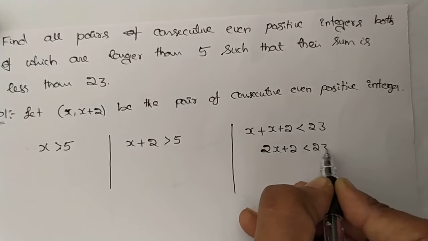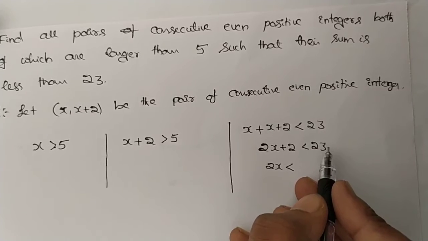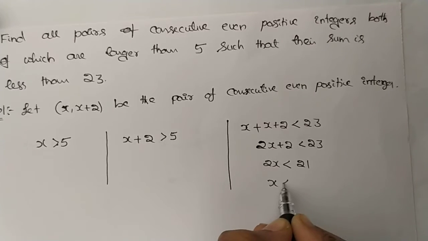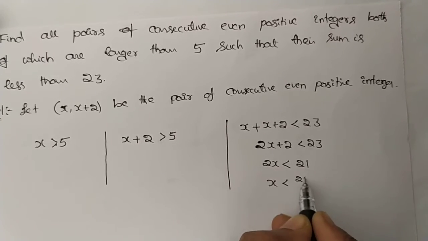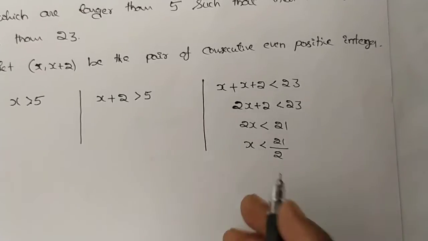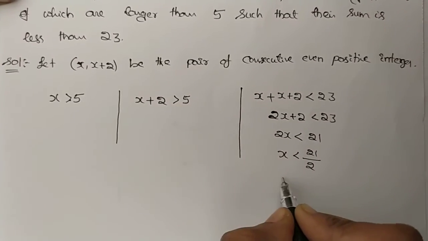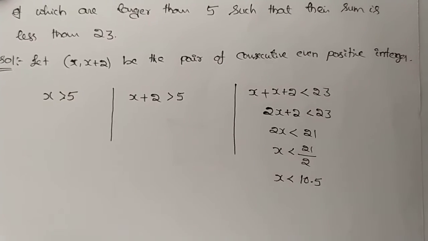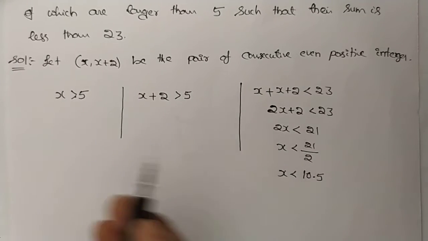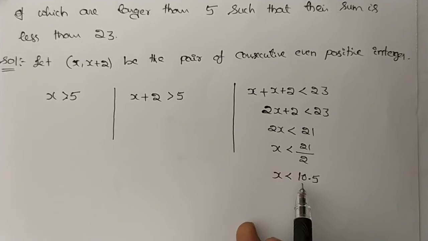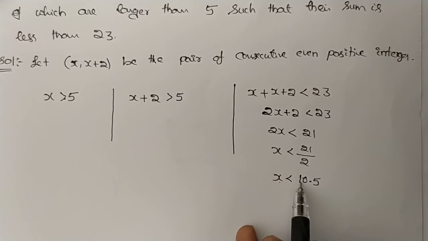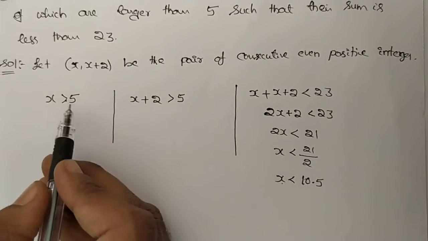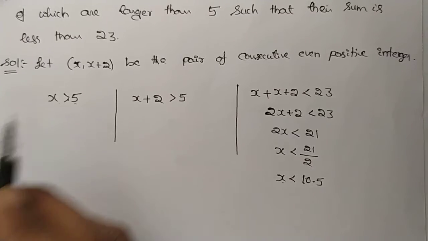2x is less than 23 minus 2, since you send the plus 2 to the right side as minus 2. 23 minus 2 is 21. x is less than 21 by 2, that is 21 divided by 2, which is 10.5. So x should be less than 10.5, and x should also be more than 5.